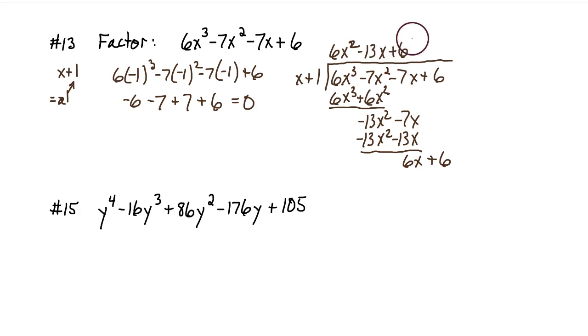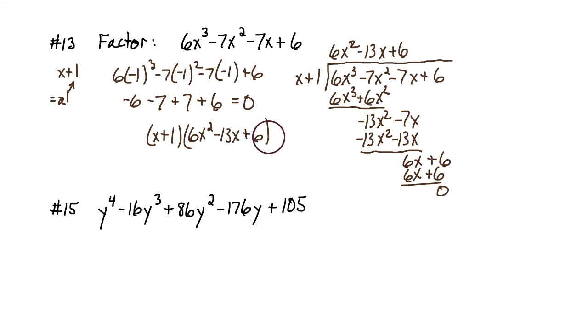X times a positive 6 makes 6x. And 6 times 1 makes plus 6. We got a remainder of 0, which is good, or else we mess something up. What we just found out is that our original 4-term polynomial can be factored as x plus 1 times 6x squared minus 13x plus 6.